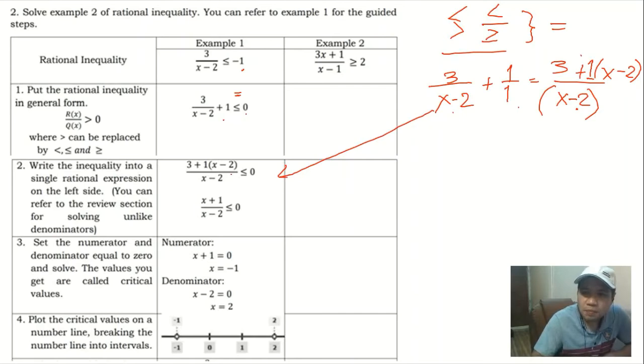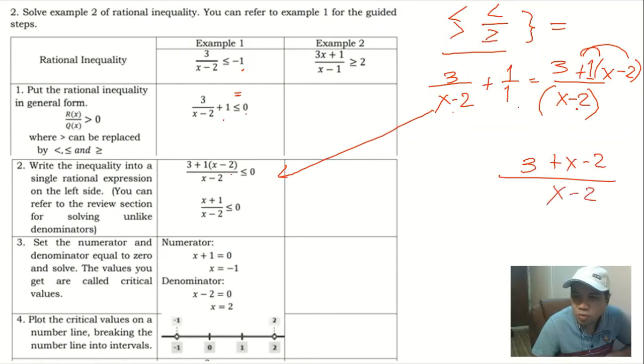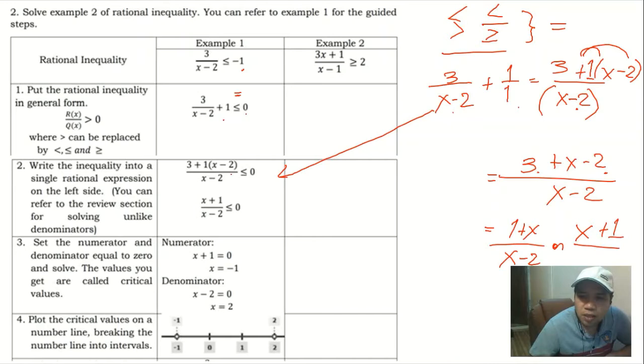So, simplify 1 times x, 1 times negative 2. So, 3 plus x minus 2 all over x minus 2. 3 minus 2 is 1. So, 1 plus x or x plus 1 over x minus 2. Since we always tend to write yung may mga variables muna bago yung constant. Hindi laging constant. X minus 2. Yan. So, ito na. We have x plus 1 and x minus 2.